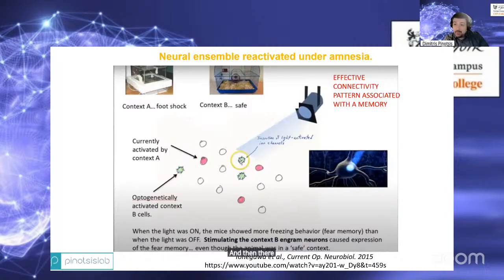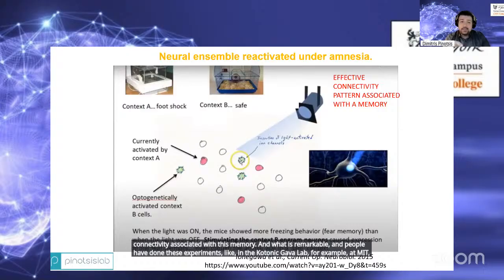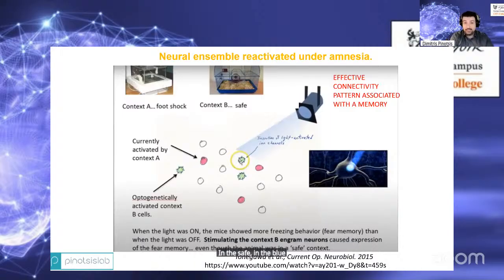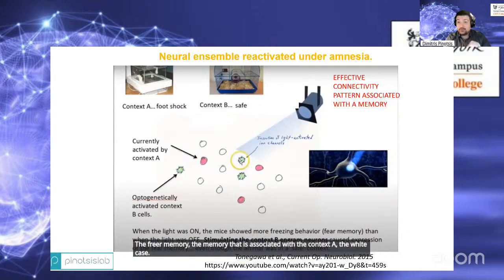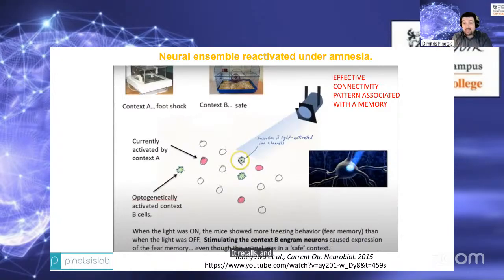And then there's a mesoscale pattern, again, of effective connectivity associated with this memory. What is remarkable, and people have done these experiments, like in the Tonegawa lab at MIT, is that you put the animal, after they have formed the memory, in the safe, blue, reward cage, and you activate with optogenetics the fear memory, the memory associated with context A, the white cage. And then what you see is that the animal responds, although it's safe in the blue cage, it recalls and uses the fear memory.